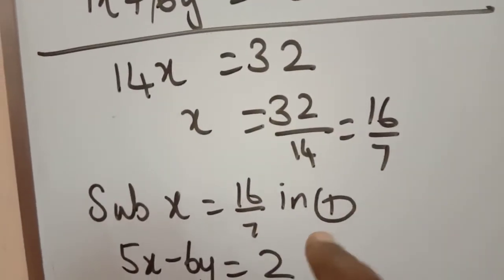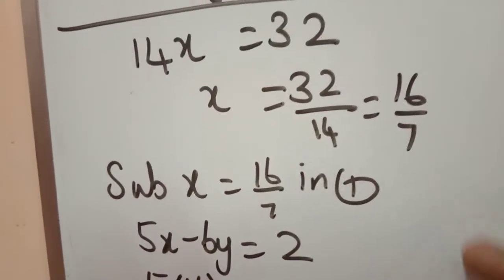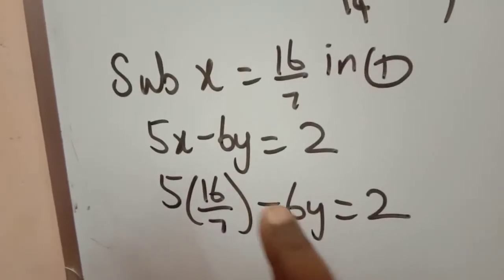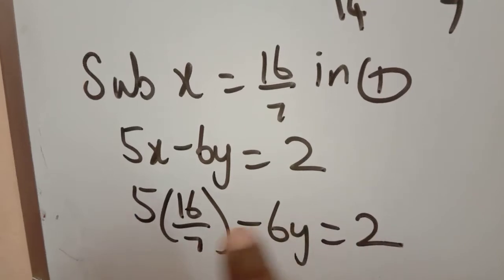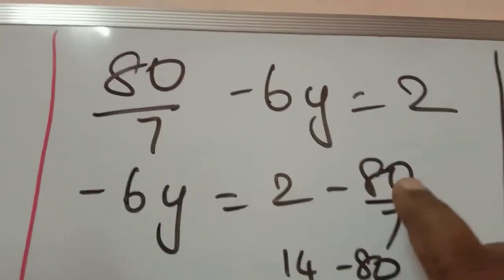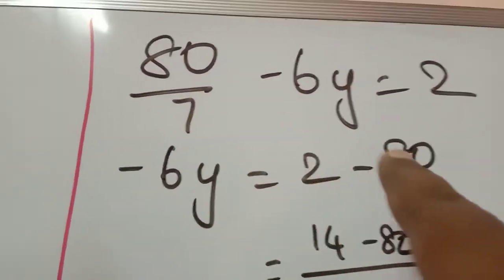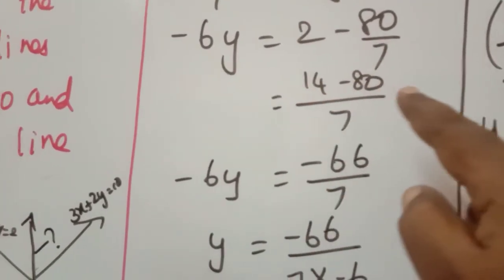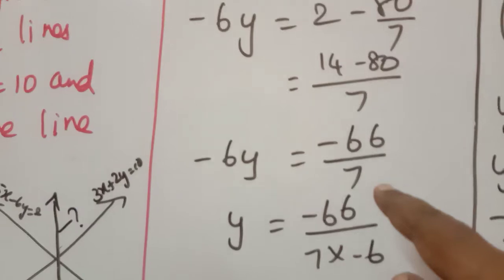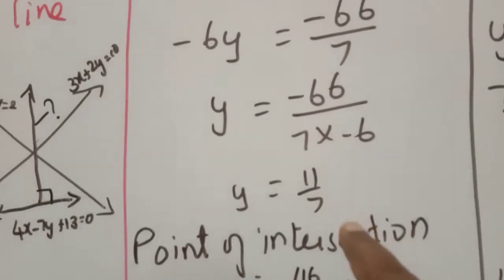So x is equal to 16 by 7. Now we have to substitute this in the first equation or second equation. I am substituting in the first equation. 5x, value 16 by 7, minus 6y equal to 2. 5 into 16, 80 by 7, minus 6y is equal to 2. Minus 6y equal to 2 minus 80 by 7. Take LCM, multiply 7 here. 14 minus 80 by 7 is minus 66 by 7. Bring minus 6 here. So we will get y is equal to 11 by 7.